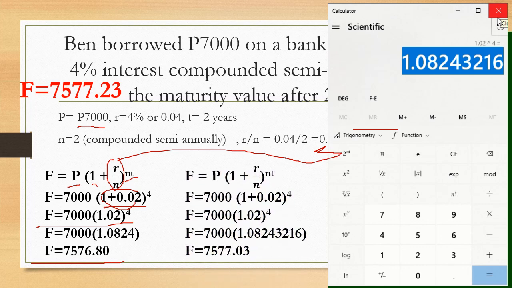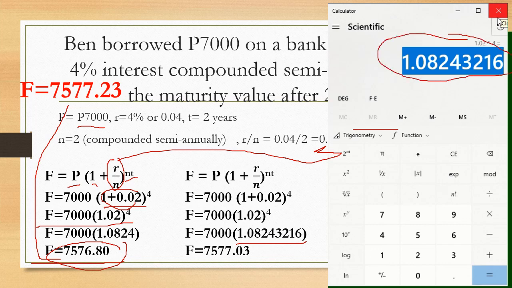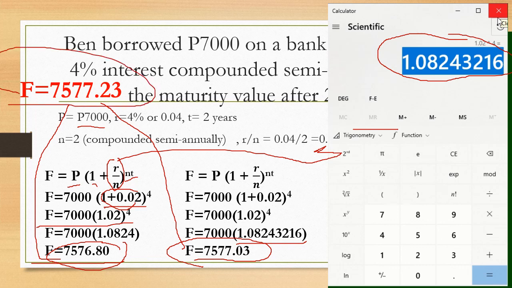Now, if we compare this one and this answer, there is about a 1 peso and 40 centavos difference, right? Now, what if we use the entire numbers which we found in our calculator? What if we use that? So we will have 7,577.03. So this time, the margin or the difference between our computation and the actual value that we found on the last page becomes very small.